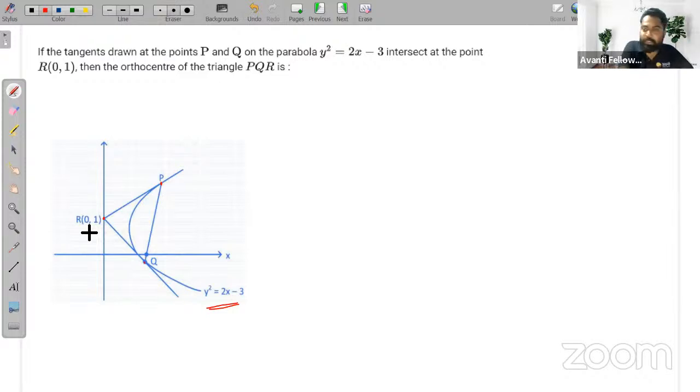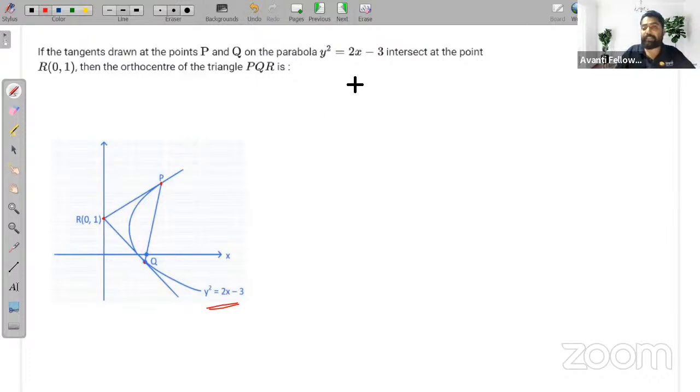Okay, so can you tell me what will be the equation of the chord of contact? Just respond in the chat box. Already told you in the previous class also. What is the equation of the chord of contact, guys? That is T is equal to 0, na? If the tangents are drawn from the point R and you are getting a chord of contact that is PQ, then the equation of this PQ will be T is equal to 0. What is T? All of you know what is T?